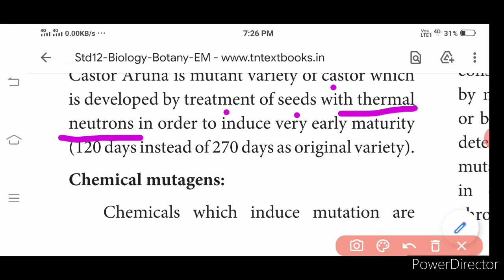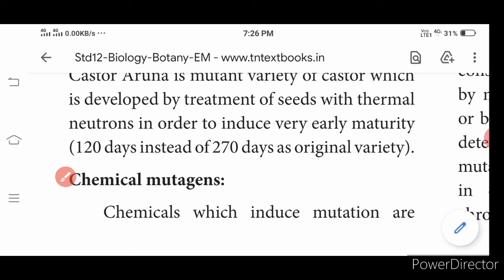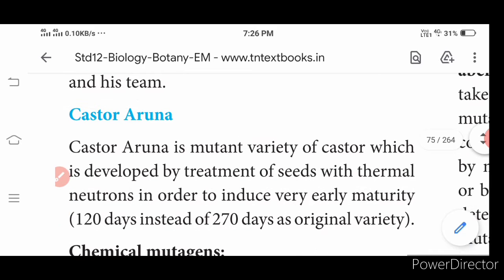Why do we want early maturity of the plant? For the production of seeds. How early is it? Instead of 270 days, the plant matures in 120 days itself. So this is one variety of the mutant.